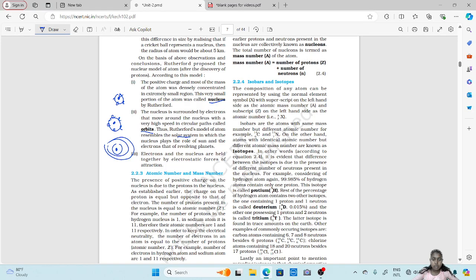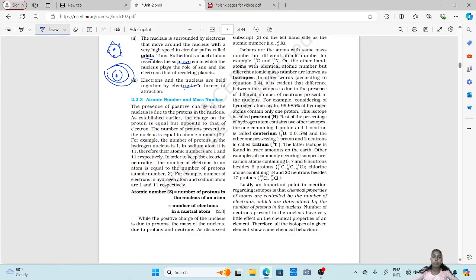So electrons and the nucleus are held together by the electrostatic force of attraction. Now, how are the nucleus and electrons held together? He said that they are held together by the electrostatic force of attraction because of their movement.